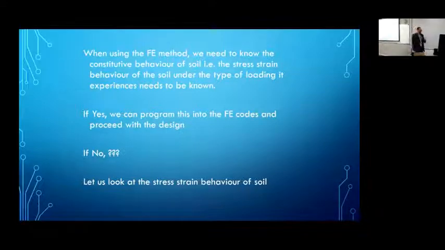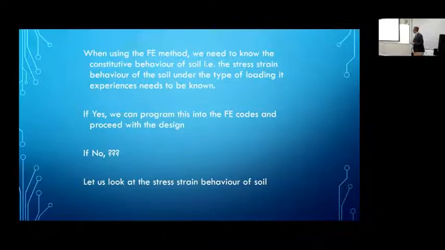So if we know the constitutive model, then of course our FE codes work. But if we don't know the constitutive model, or we are not confident it does the right thing under the particular loading condition, I'm going to focus later on earthquake loading, for example, which is a big issue in Italy, Greece, and elsewhere. Then what do you do?